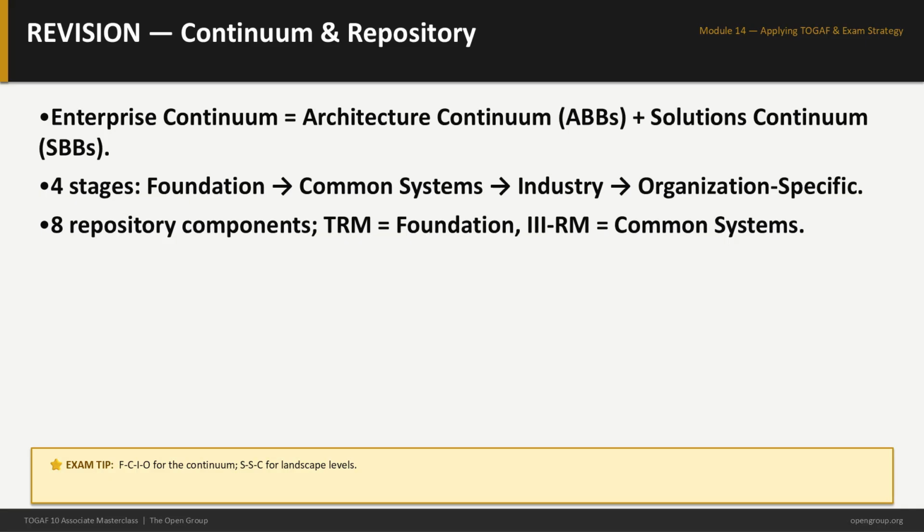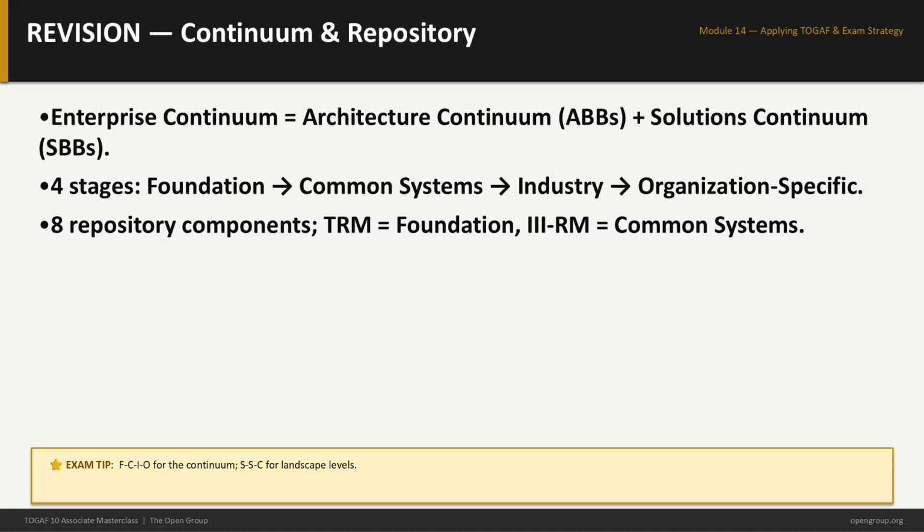Let's revise the continuum and repository. The enterprise continuum has 2 halves: the architecture continuum, holding ABBs, and the solutions continuum, holding SBBs. Each runs through 4 stages: foundation, common systems, industry, and organization specific. The architecture repository has 8 components. And recall the reference model placements: the TRM is a foundation architecture, and the 3RM is a common systems architecture.